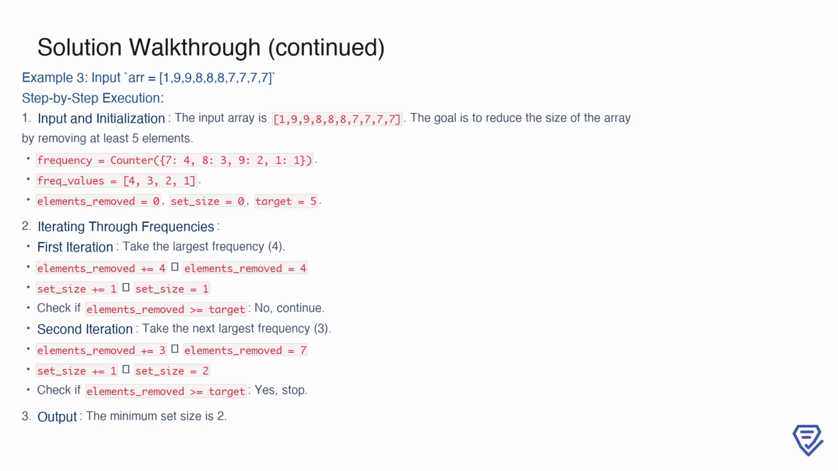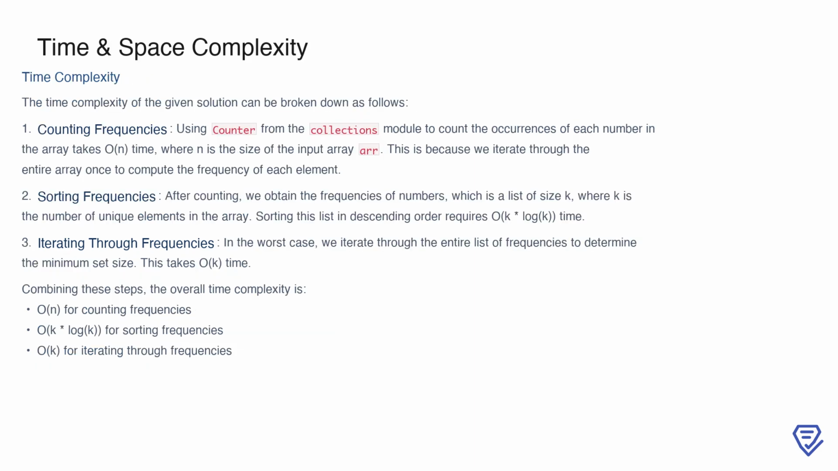Starting with the largest frequency, we add 4 to elements_removed, making it 4, and increment set_size to 1. Since elements_removed is still less than the target, we move to the next frequency, which is 3. Adding this to elements_removed gives us 7, and we increment set_size to 2. Now, elements_removed meets the target, so we stop. The output for this example is that the minimum set size required to remove at least half of the array is 2. The time complexity of our solution can be broken down into 3 main steps.